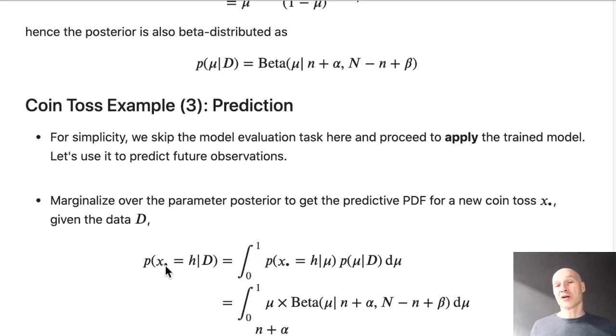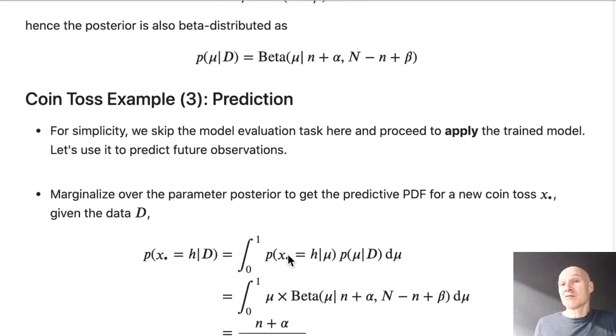The probability that I throw head given the data is the probability that I throw head given my parameter, for which I have a model, namely the Bernoulli distribution, times the posterior for the parameter, what I know about this parameter. Then I integrate the parameter away, because I don't really care about the parameter, I only care about the probability that I throw head given the data.